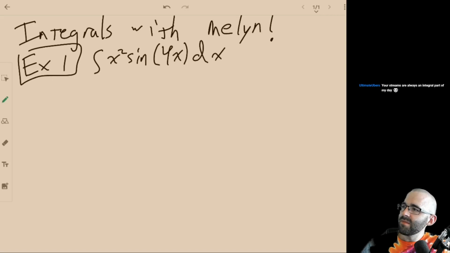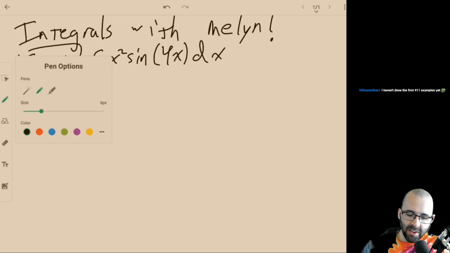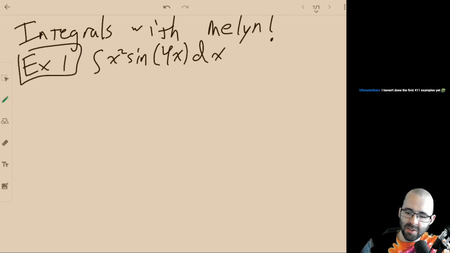So essentially the plan right here is to integrate this. You might say, okay, how do we integrate this? Well, you look at what we're integrating, and you notice two things. There's an x squared function right here, and there's a trigonometric function right there: x squared times sine of 4x.